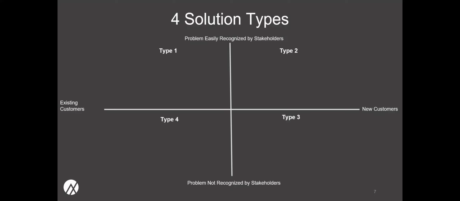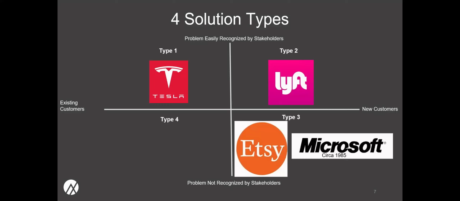We'll call these 4 types, just going around the circle there, and give an example in each one. A type 1 is a Tesla. A type 2 would be like a Lyft or an Uber. Type 3 would be an Etsy, and Microsoft back in 1985. Microsoft would never be classified as this type of company today, but when it started out, it would belong in this group. And type 4 is Apple. So we'll go through a little bit more depth in each of these.